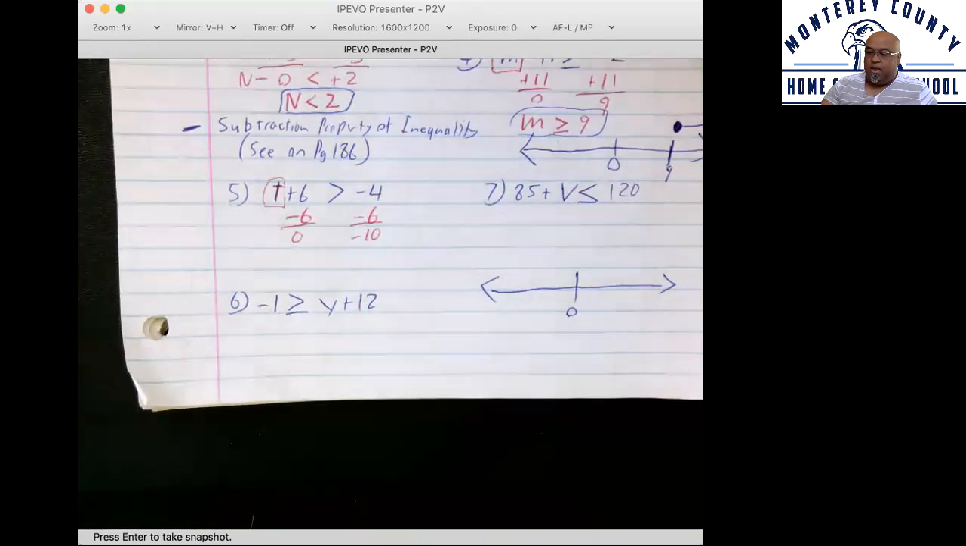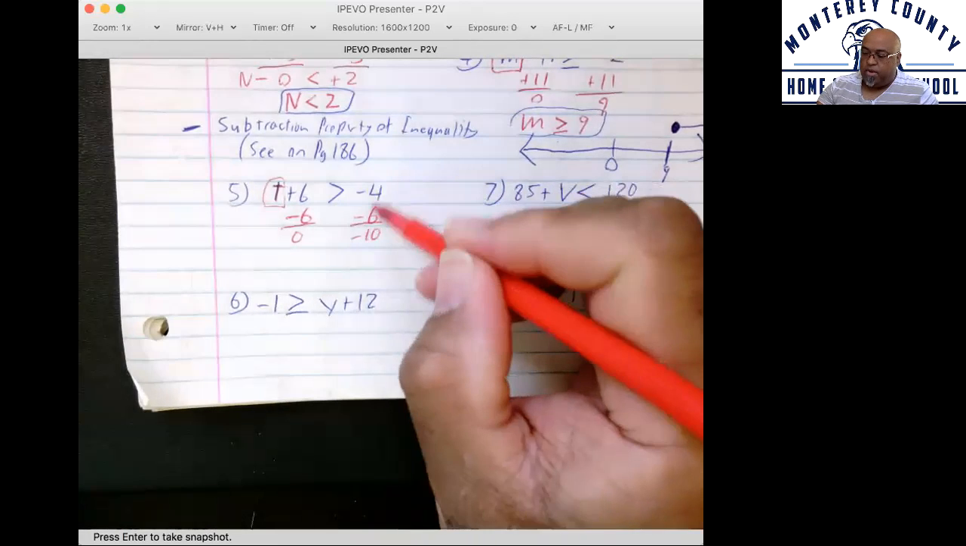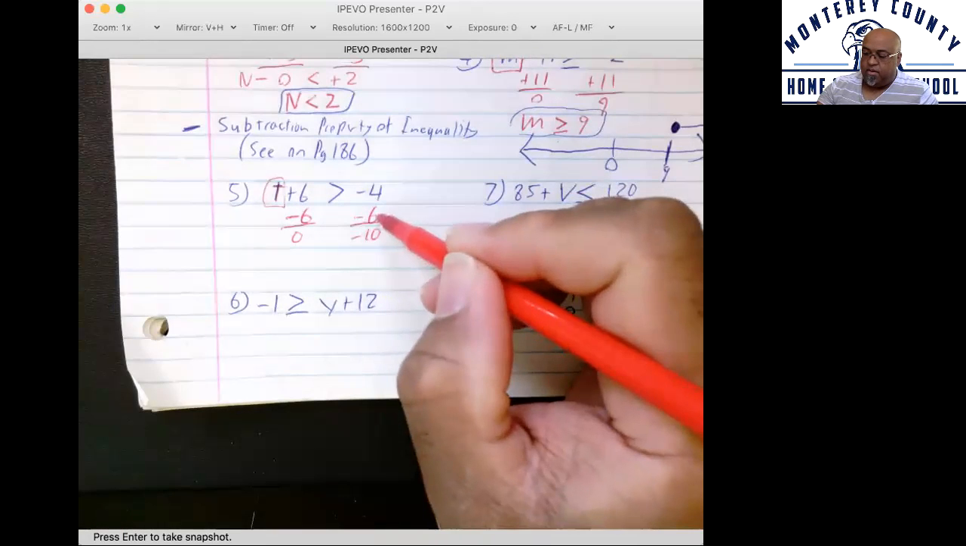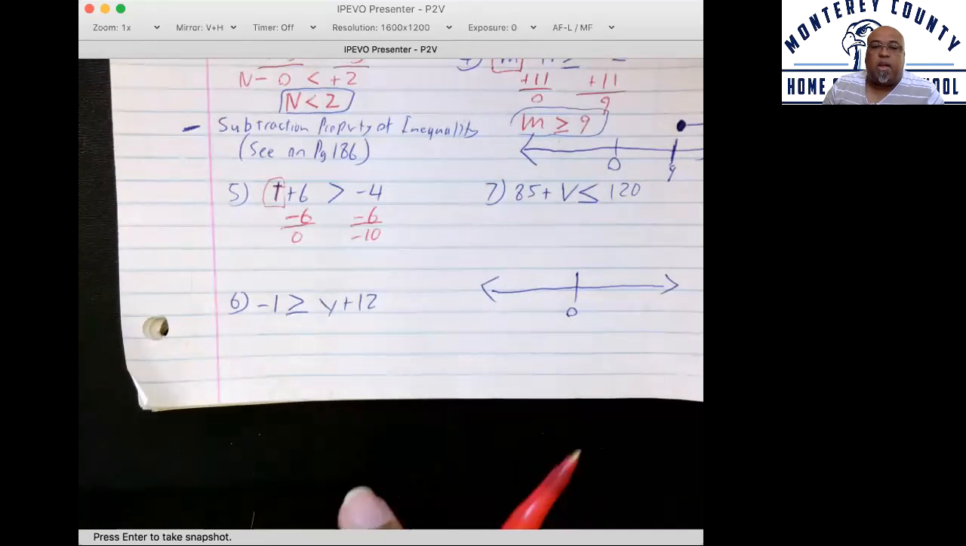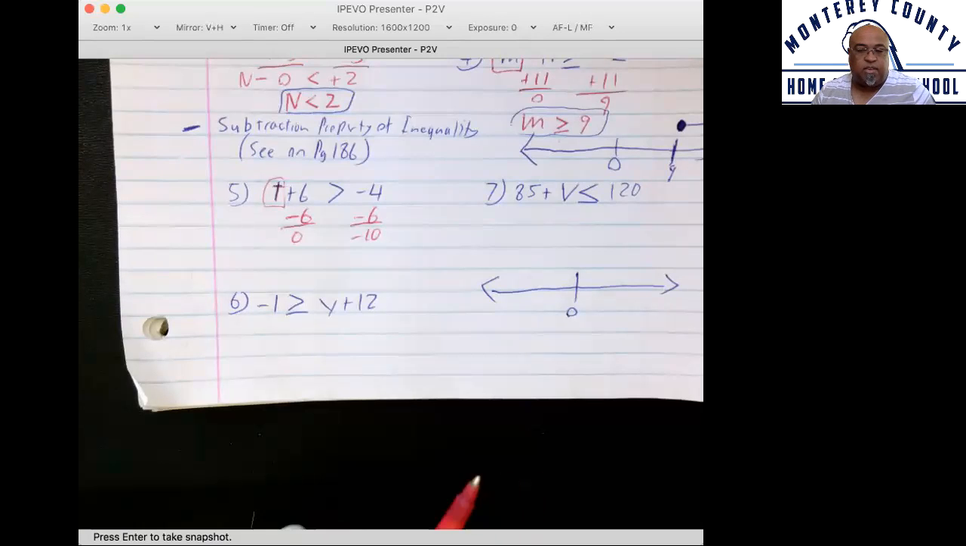Okay, so I have negative 4. I'm taking away 6 positives. Since I am actually subtracting here, it could look like I'm adding negative 6, but I'm not adding negative 6. I am subtracting positive 6. But if I add a negative 6 or if I subtract a positive 6, either way, I'm still going to end up with negative 10.